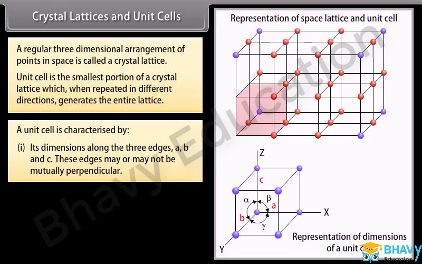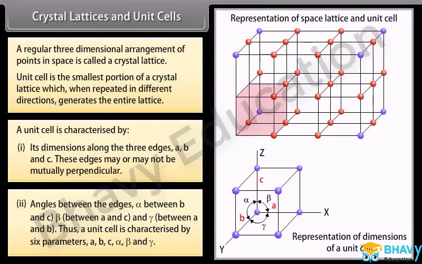Its dimensions along the 3 edges a, b, and c. These edges may or may not be mutually perpendicular. 2. Angles between the edges: alpha between b and c, beta between a and c, and gamma between a and b. Thus, a unit cell is characterized by 6 parameters: a, b, c, alpha, beta, and gamma.